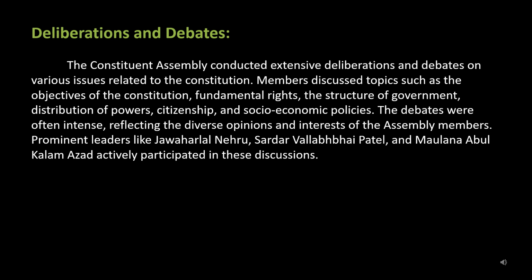Deliberations and debates. The Constituent Assembly conducted extensive deliberations and debates on various issues related to the Constitution. Members discussed topics such as the objectives of the Constitution, fundamental rights, the structure of government, distribution of powers, citizenship, and socio-economic policies. The debates were often intense, reflecting the diverse opinions and interests of the Assembly members. Prominent leaders like Jawaharlal Nehru, Sardar Vallabhbhai Patel, and Maulana Abul Kalam Azad actively participated in these discussions.